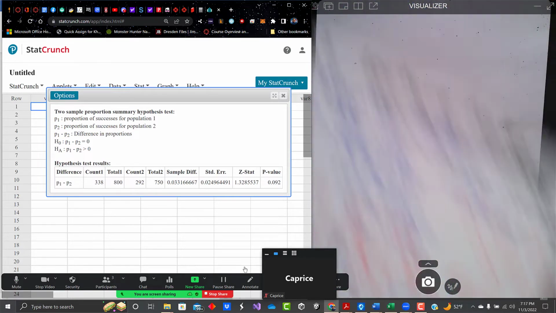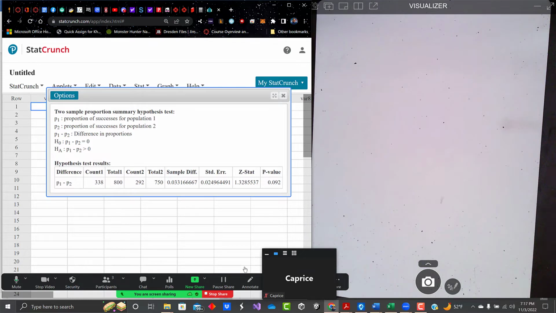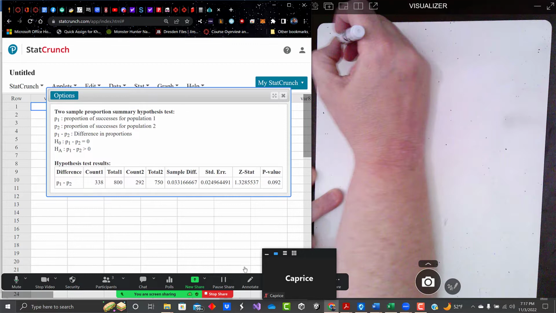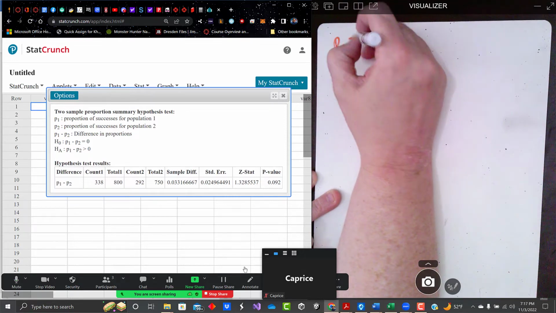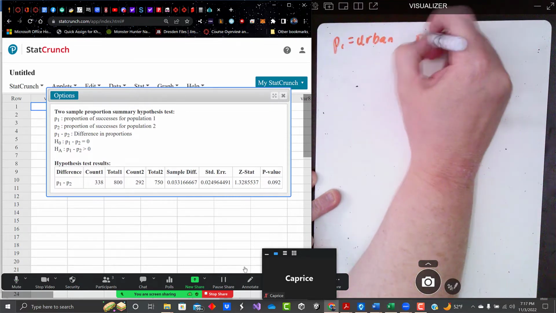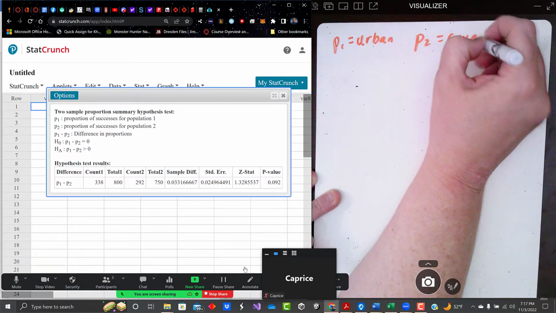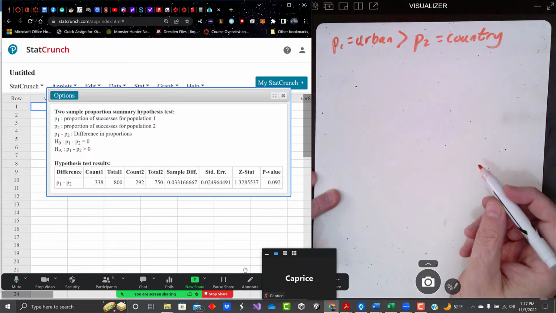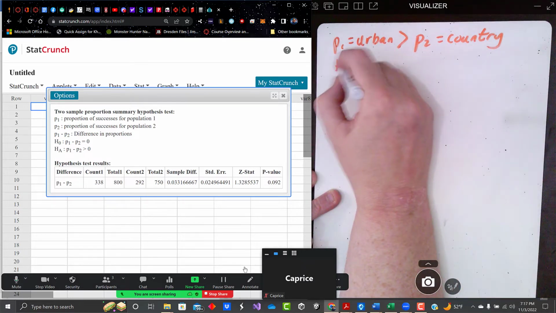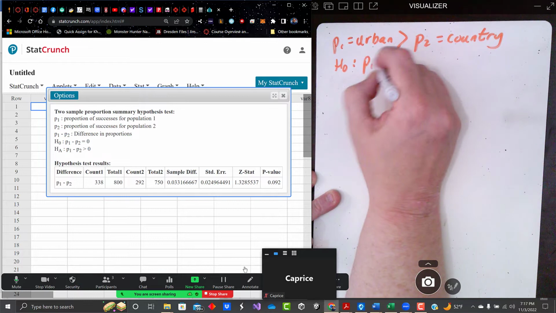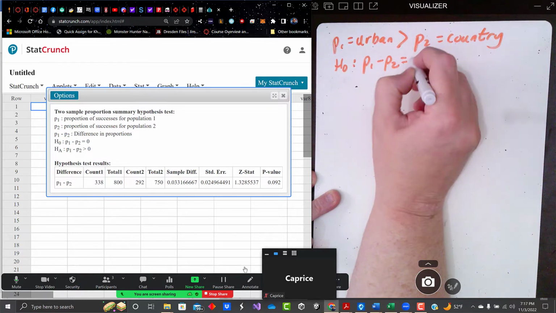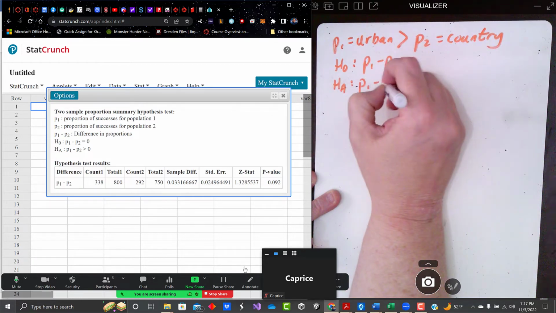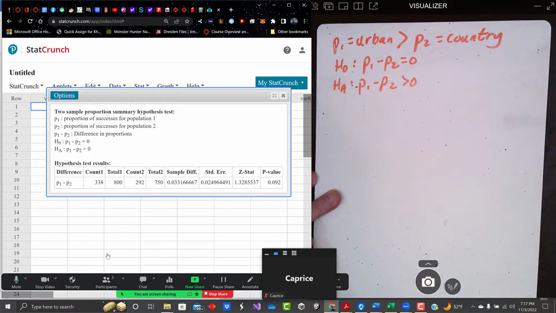I'm going to rewrite down our null and alternate hypothesis, though. P1 is urban. P2 is country. And our test is urban is greater than country. We had H naught was P1 minus P2 equals 0. As StatCrunch tells you, it rewrites what you've done. Notice it over here.